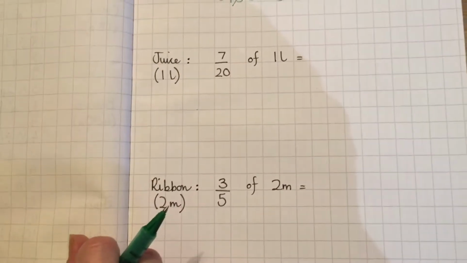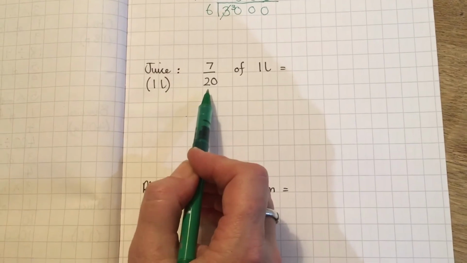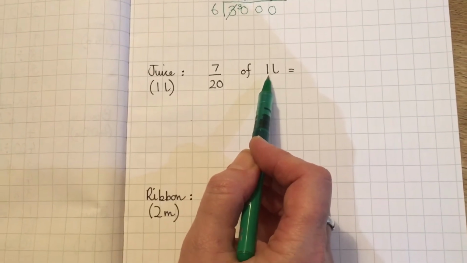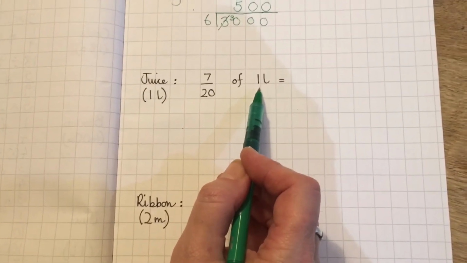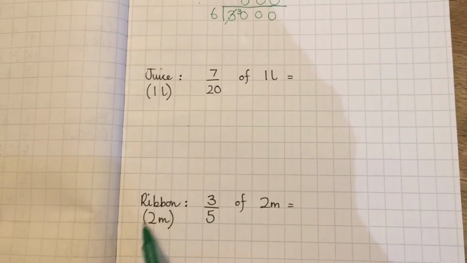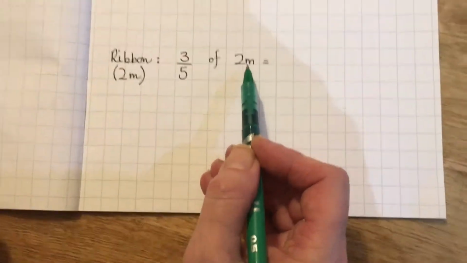I just made this question slightly harder. I've got here 7/20 of 1 litre. Now remember, perhaps try to convert that to milliliters first of all before you work this question out. And then just because we hadn't done anything on length with these examples, I've given one here in meters.